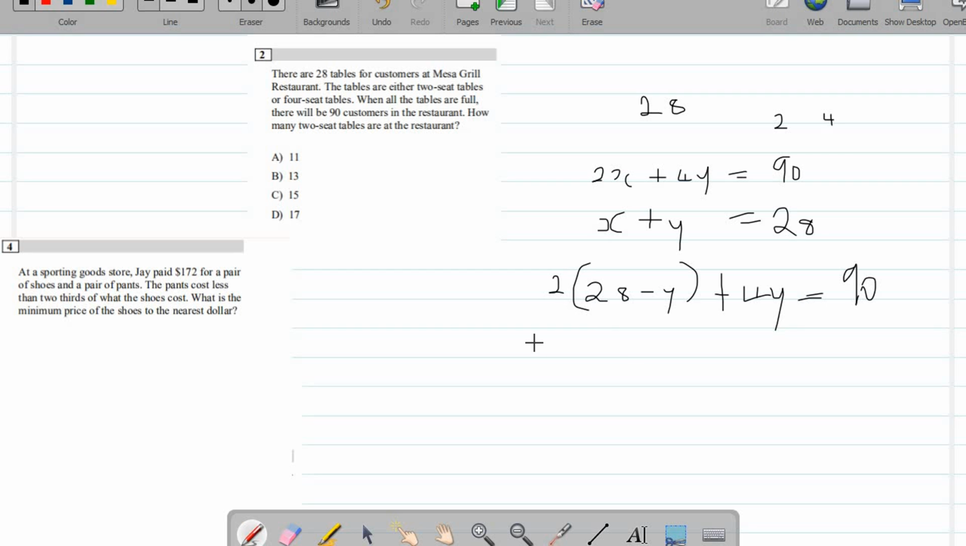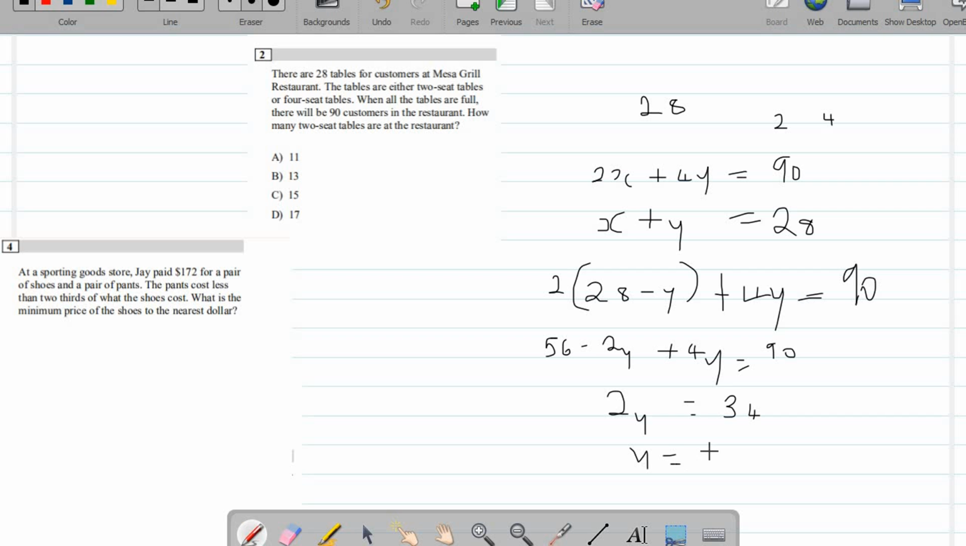So 2 times 28 will give you 56, minus 2y plus 4y equal to 90. So this will give you 2y here, minus 2 plus 4 is 2y, equal to 90 minus 56. 90 minus 56 will give you 34, and if you get y, it will be 17.